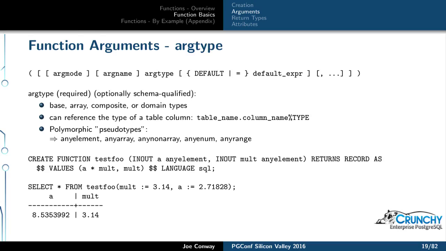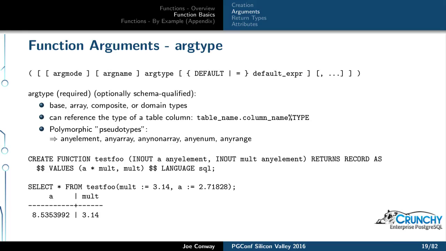The next portion is the arg type. This is required. I think it's pretty much the only thing that's absolutely required for the arguments. This is the type of the argument you're going to pass in. It can actually be schema qualified. So in other words, if you've installed, say, PostGIS into its own schema, and you're defining a geometry type, which is coming from PostGIS, you might have to schema qualify it here. Depends on how you set up your search path, actually.